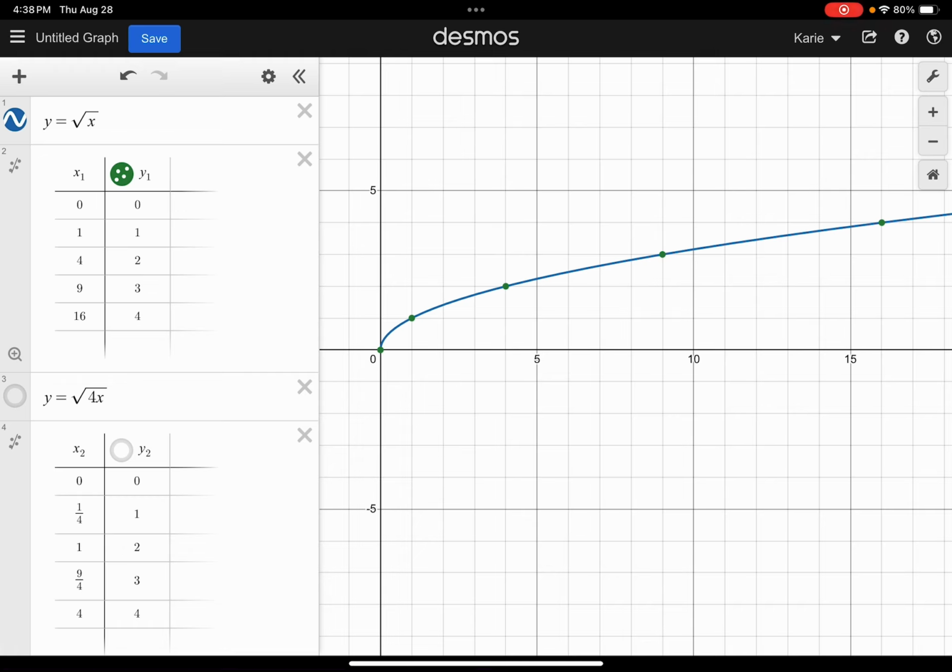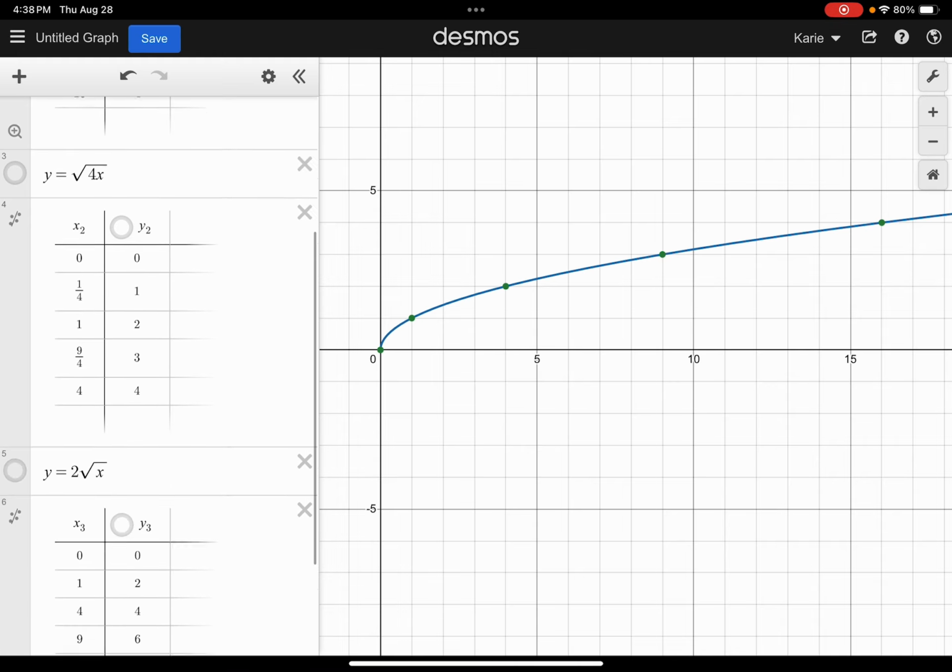Okay, so I have the parent function, and I have plotted a handful of points on that parent function. So you'll notice I've got y is equal to the square root of x in blue, and I have 5 points, so (0, 0), (1, 1), (4, 2), (9, 3), and (16, 4), plotted on this graph. Okay, and so I'm going to manipulate this parent function.